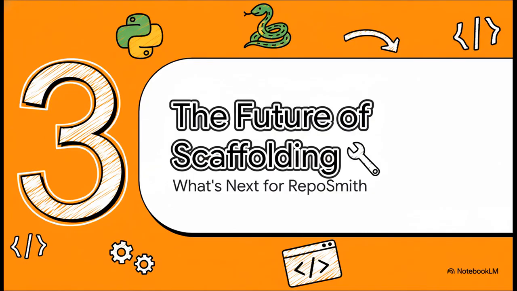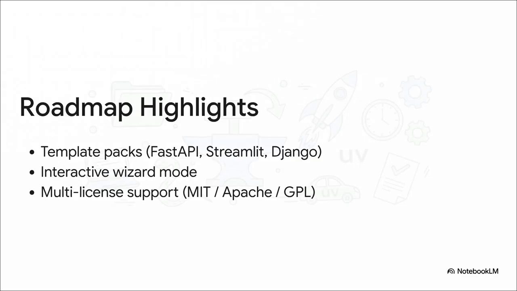Now, what we've seen is already pretty darn useful, but the project isn't just sitting still. It's actively being developed. So let's take a quick peek at the roadmap to see what's coming next. And the future looks pretty sweet, I gotta say. They're planning to add template packs for huge frameworks like FastAPI and Django. An interactive wizard mode is also in the works, which is great if you don't want to memorize all the flags. And they're expanding the license support. So, yeah, it's only going to get better.